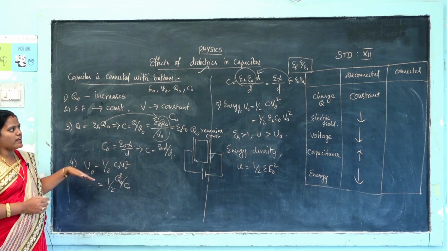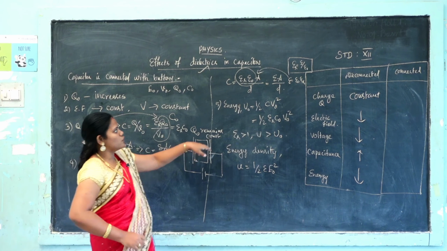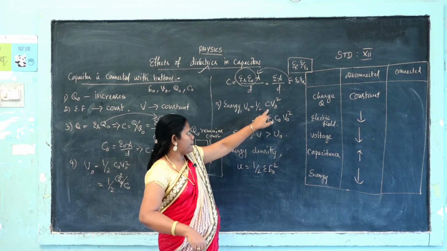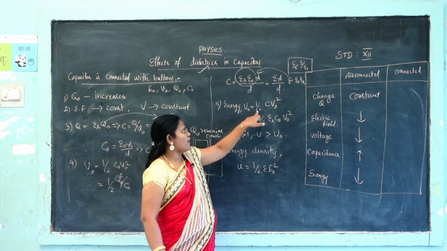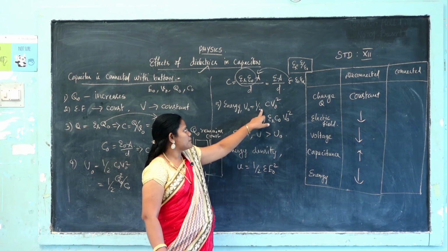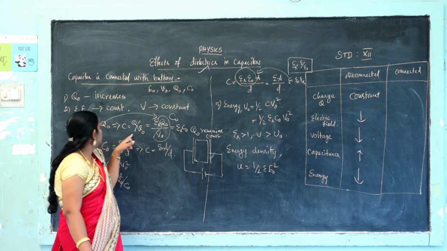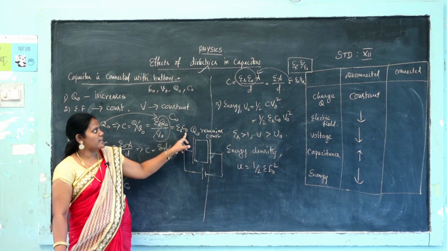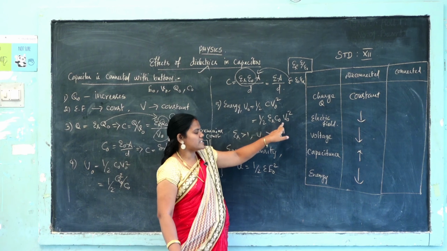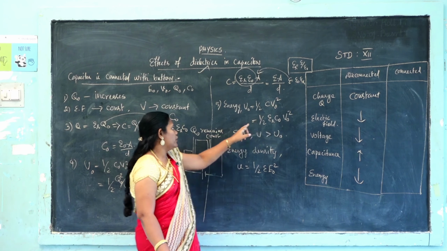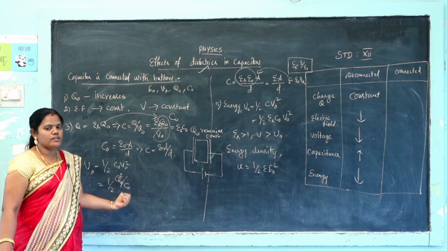This is the energy value, and next we will calculate the energy in the form of capacitance. U naught is equal to half into C into V naught square. Substitute the C value. What's the C value? That is epsilon r into C naught. So substitute epsilon r into C naught into V naught square, and then you will calculate half into Q naught square by C naught.